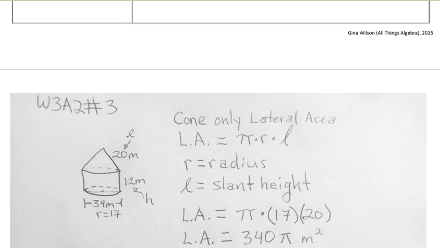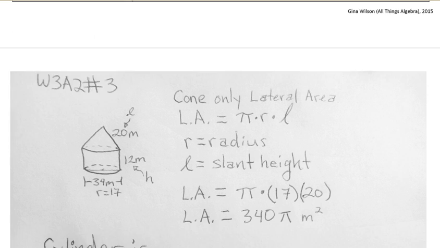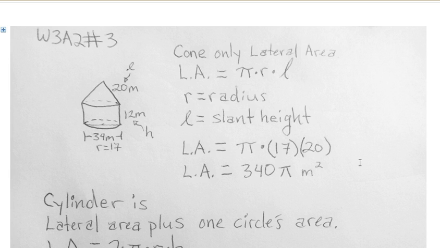You got to break it apart. You got to write it down. You got to break it apart. You got your cone. Right, your lateral area is just the front of it, the radius. Right, that was the slant height. Your lateral area, use the formula, you get 340 pi meters squared.